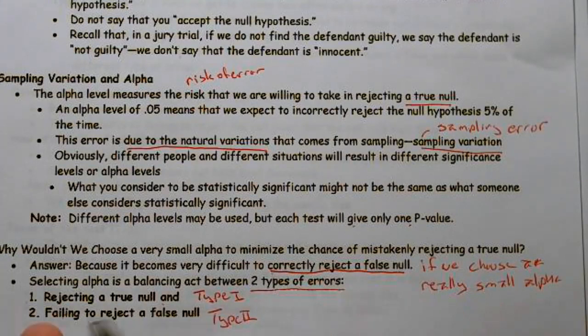All right. So our two types of error are type 1, which is when you rejected a true null, and the other type of error is a type 2, which is failing to reject a false null. And we will go into that in more detail in the next video.